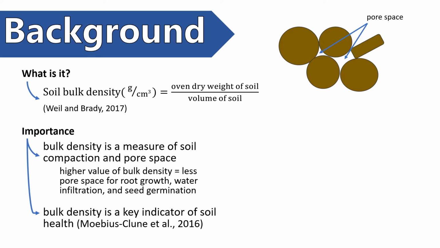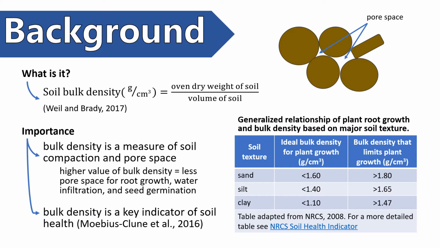And so bulk density is very important also for plant processes. The higher the value of bulk density, or the dry weight per given volume, the less pore space is available for things such as root growth, water infiltration, and even seed germination. This table overviews the major soil texture classes and their ranges for ideal bulk density for plant growth, as well as the range of bulk density that limits plant growth. If you want more information on more detailed soil textures, this resource will give you a larger table including a more diverse array of soil textures.